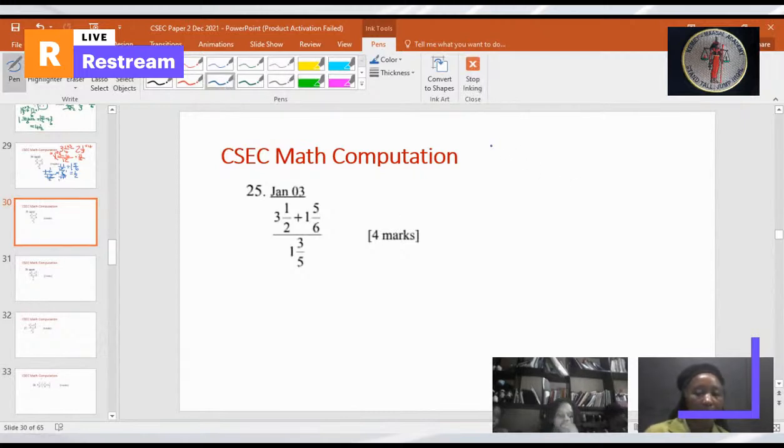Okay, miss. So the first thing we're going to do is add the numerators. So what do we say here? So first we're going to add the whole numbers. 3 plus 1 is 4. All right, so 3 plus 1 is 4.